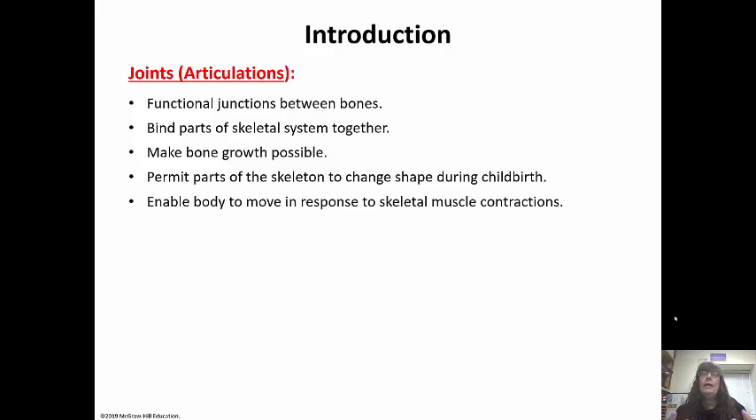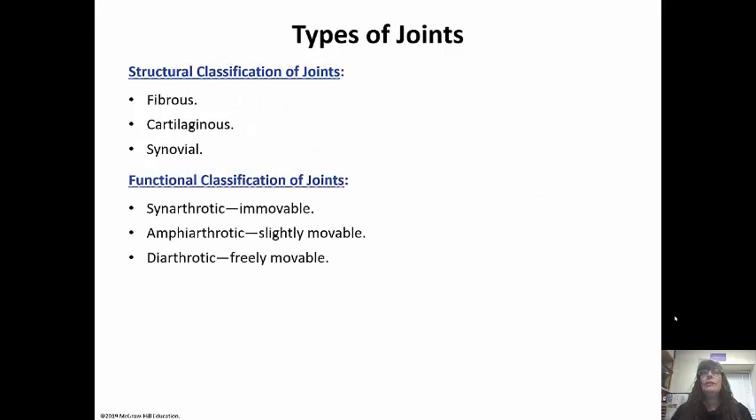Because remember, this baby has to come through a small birth canal to get out. So the joints make it possible for that to happen because the parts can move. And they also enable our body to move in response to our skeletal muscle contractions.